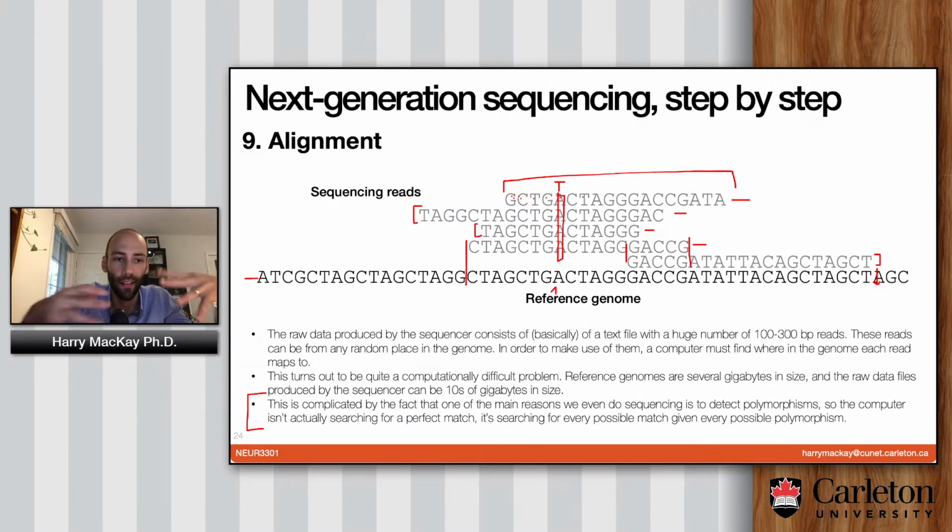But basically, this is the way it works: you're taking these little pieces and trying to match them up with where they go in the reference genome. And then after that, you can look and see how your samples differ from the reference genome, and that's how you are able to genotype people.